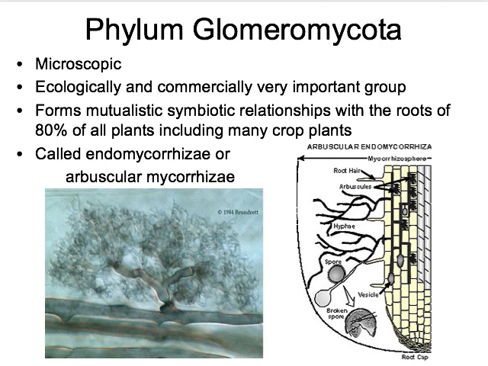Our next phylum is the Glomeromycota, and all members of this phylum are microscopic. It's ecologically and commercially very important. We get a lot of different foods and medicines from this group, and a lot of them form mutualistic symbiotic relationships with the roots of plants, including some of our key food crops.